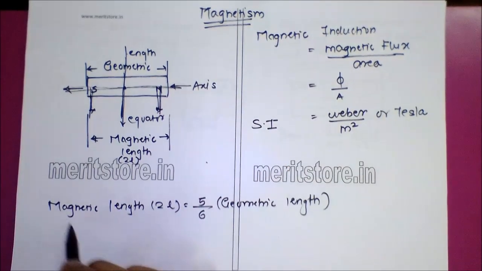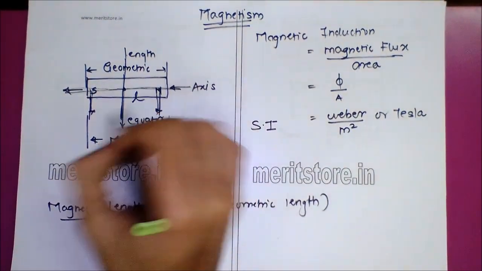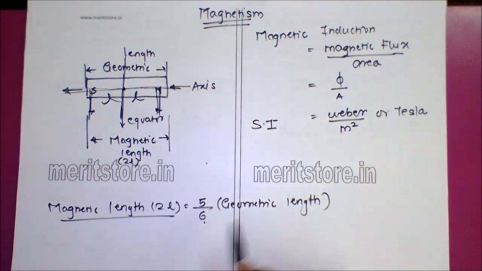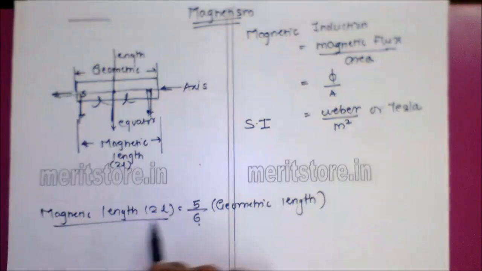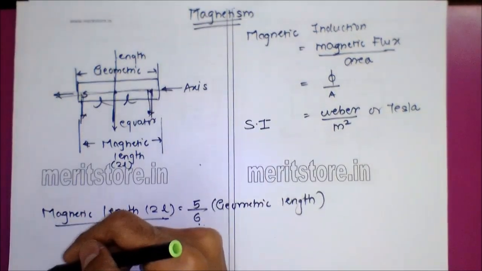Now the magnetic length is given by 2L. It is 2L because half the length is L and the other half is L, so it becomes 2L, which is equal to 5/6 times the geometric length. It's a formula: magnetic length 2L equals 5/6 times the geometric length.